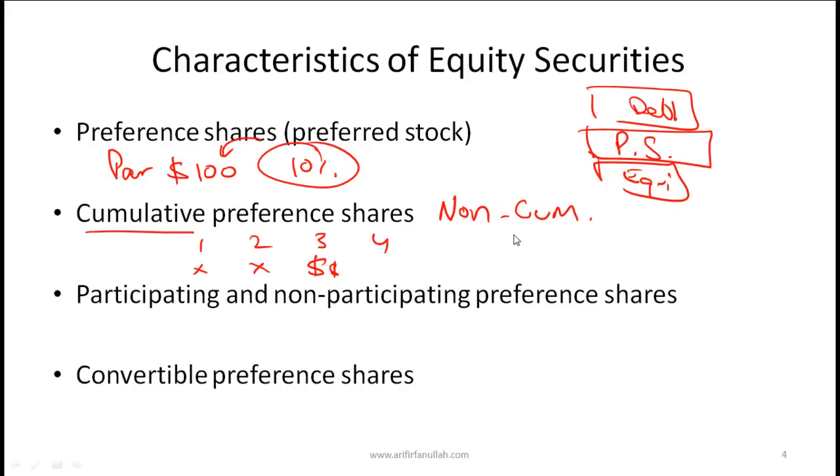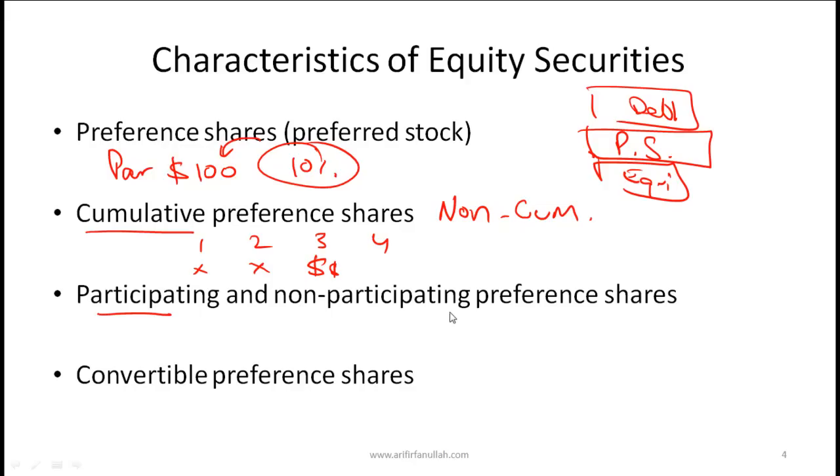In non-cumulative, essentially the preference share dividends do not accumulate. So if this was non-cumulative, then essentially in year 3 common shareholders can get their dividend. So in that case, the company does not have to go back and pay preferred shareholders dividends for previous years.